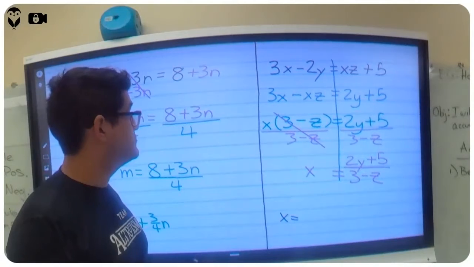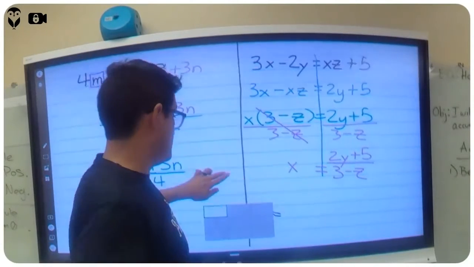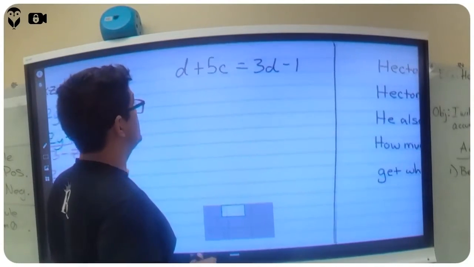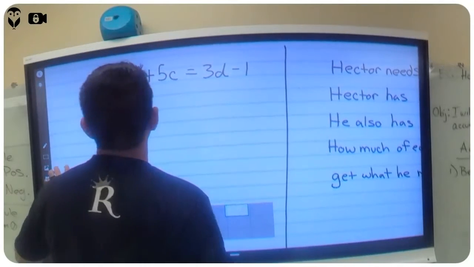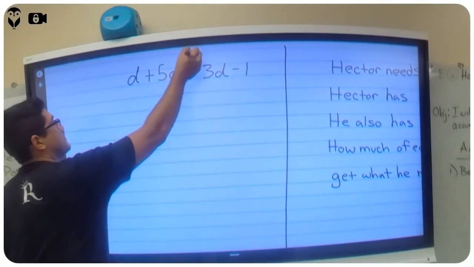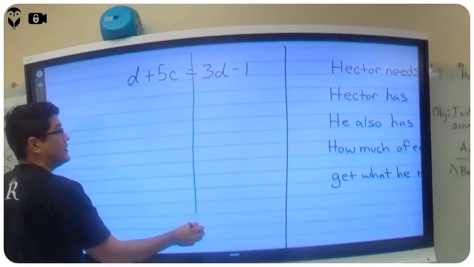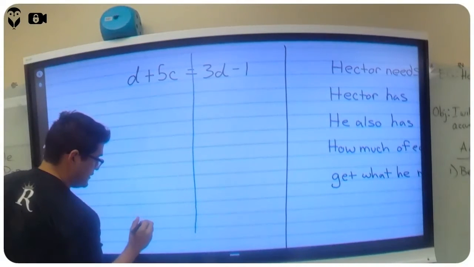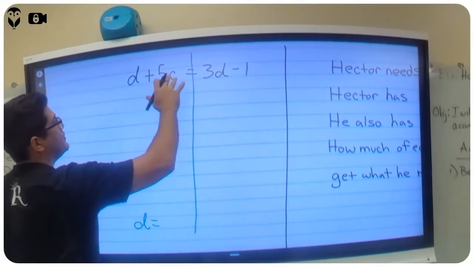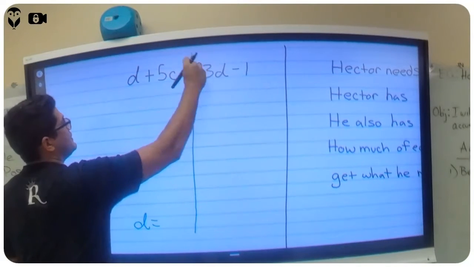All right? Now we're going to this one here. We'll do this one, and then we'll work on that equation. All right, so let's do this one. This one's slightly different, very similar start. Okay, here we're solving for the letter D. So D equals. So here we're going to put everything with the letter D on this side.